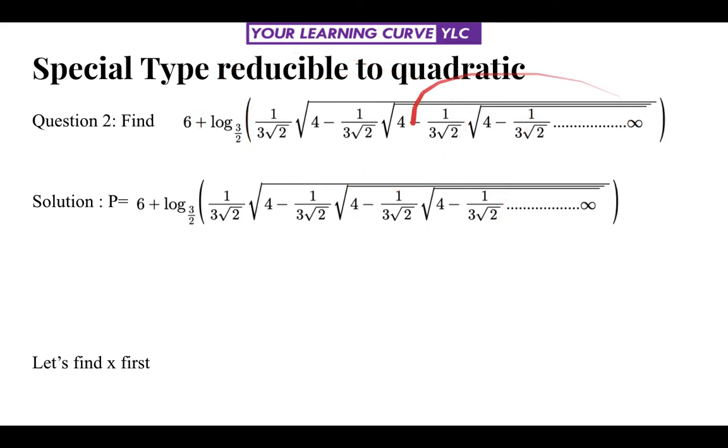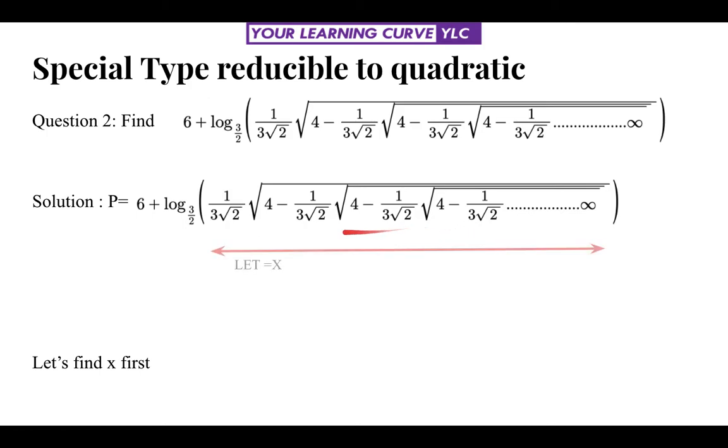Whenever you see this type of expression, you try to find the repetitive term, meaning the term which is getting repeated every time till infinity. Here 6 is not getting repeated, log of 3 by 2 is not getting repeated, but if you observe the quantity inside this bracket, let's assume this entire expression is equal to p, then we observe that 1 by 3 root 2 times root over 4 minus, then 1 by 3 root 2 times root over 4 minus, and this entire series is getting repeated till infinity.